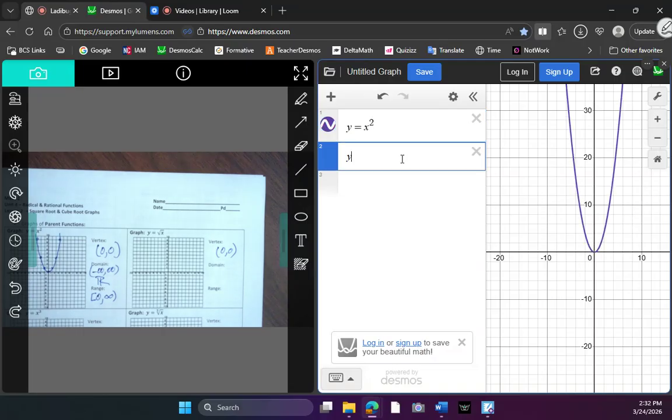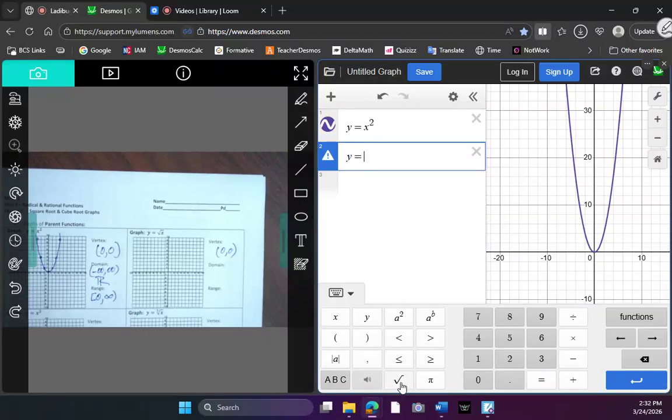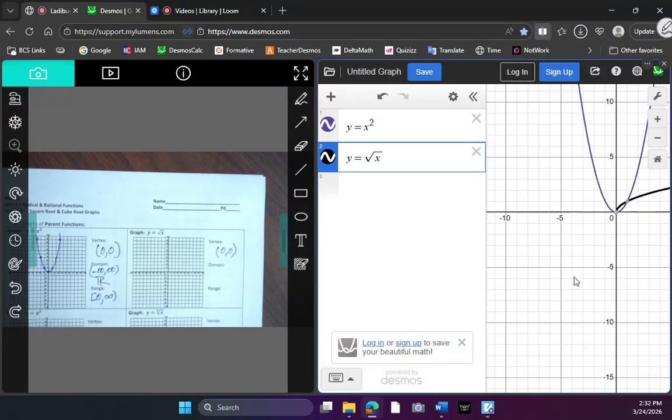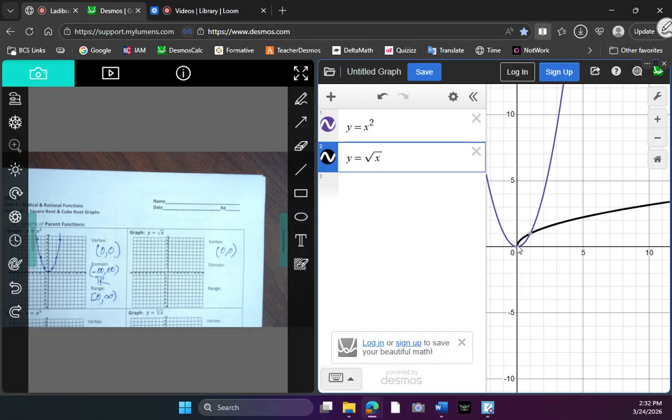And then we're going to do y equals, and you could bring up the virtual keyboard and find the square root button, but I typically type SQRT and the square root symbol comes up, and we've got x. And then you can see they do have the same vertex. And the square root is kind of half of a sideways parabola. So this vertex is at 0, 0.